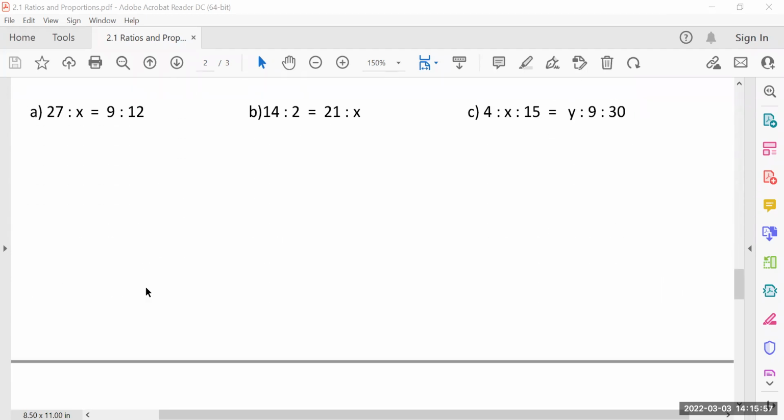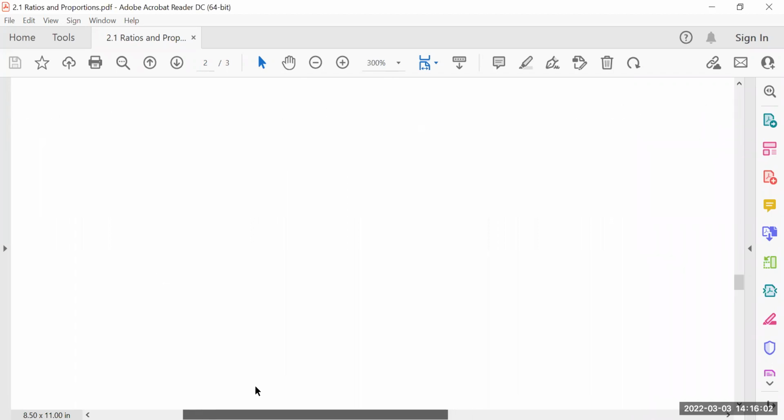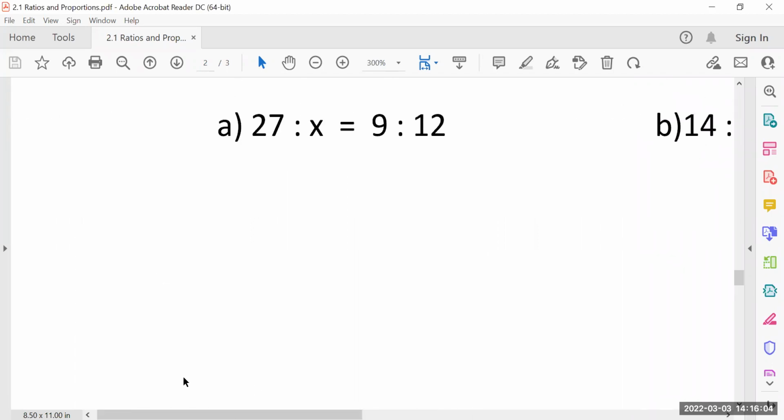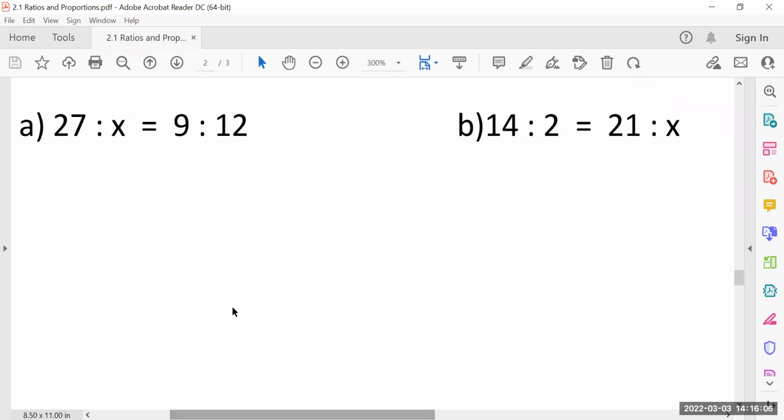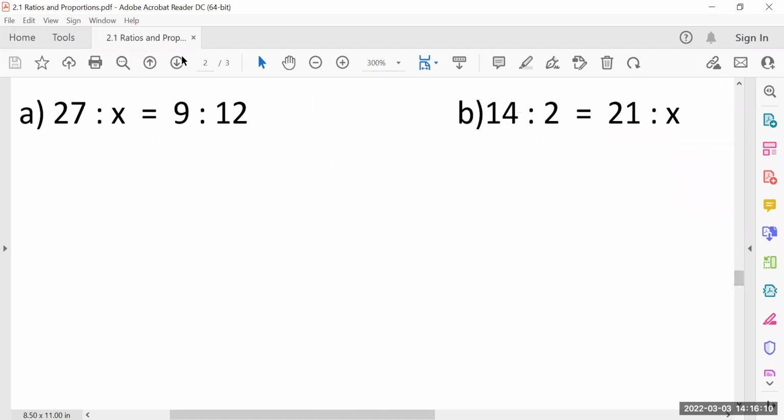Let's do this. Every time you have a question with an X, in other words, you're trying to get through algebra, I would like you to mentally set your goal to get X all alone.